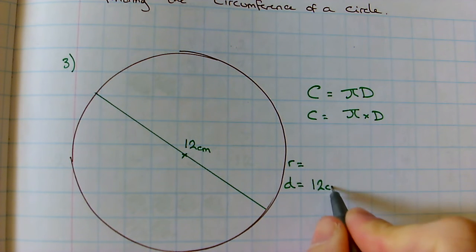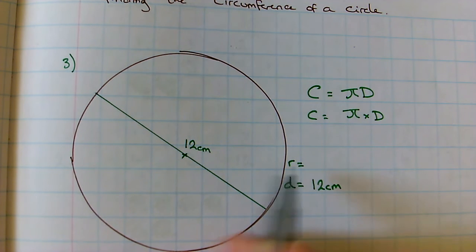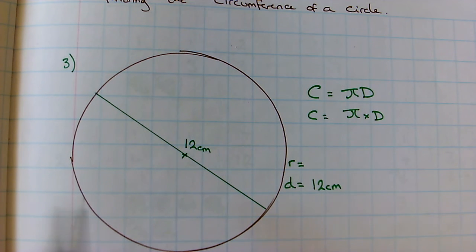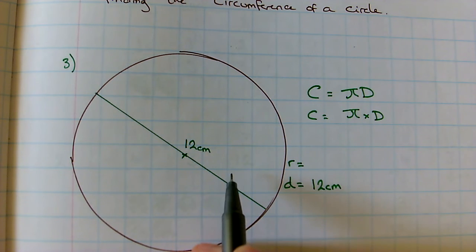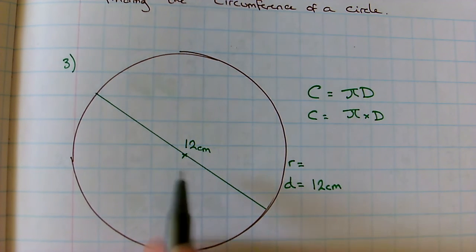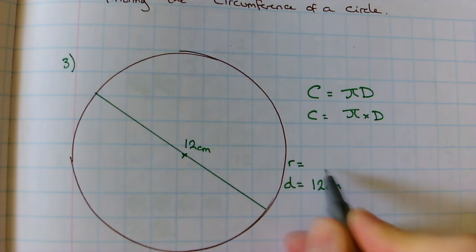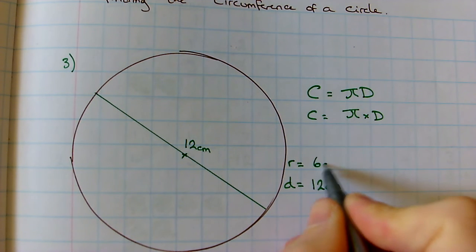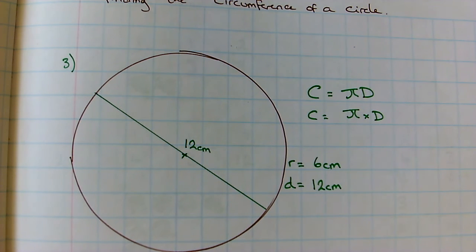That is the diameter. The radius, I'm still going to write down anyway because I might want to use it for another calculation later. The radius is half the length of the diameter and is the distance from the centre to the circumference, to the edge. And it is half of the diameter, so that is 6 centimetres.